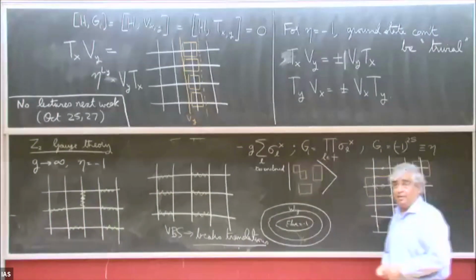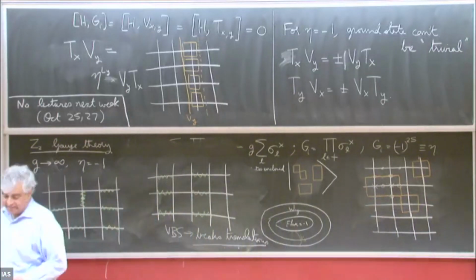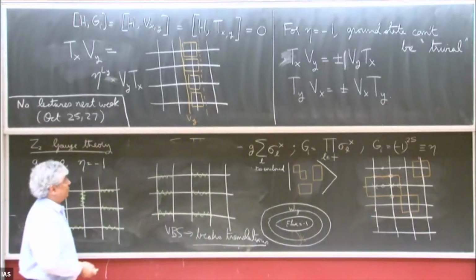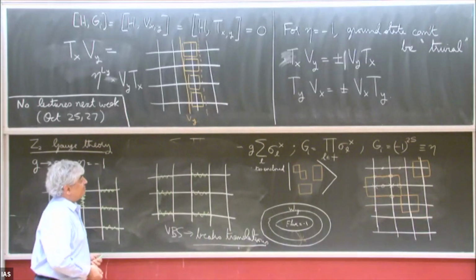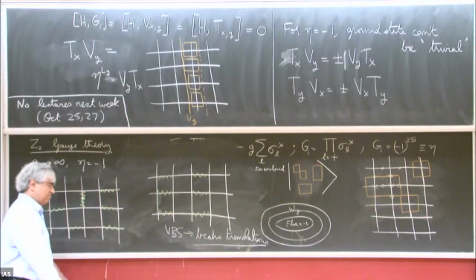All right, so what I promised to do was say something about the nature of the phase transition. So now we believe for both G even and odd, we have some understanding of the ground states, for eta both plus and minus 1.